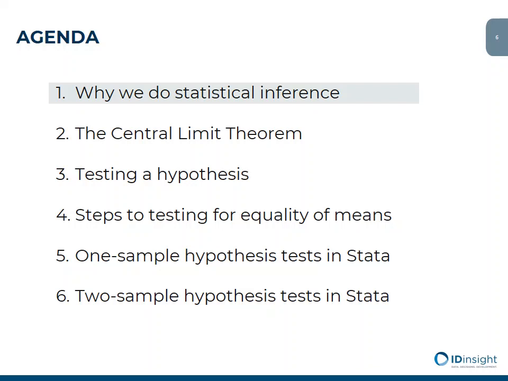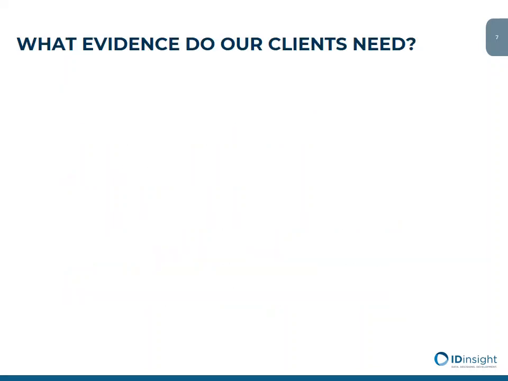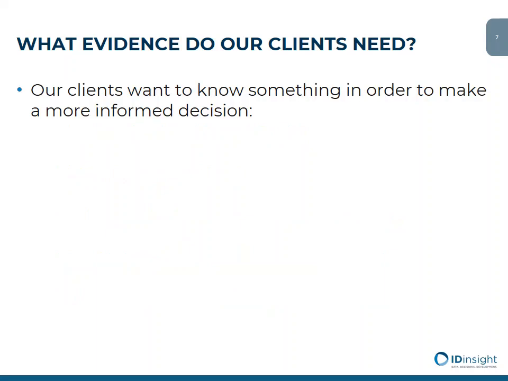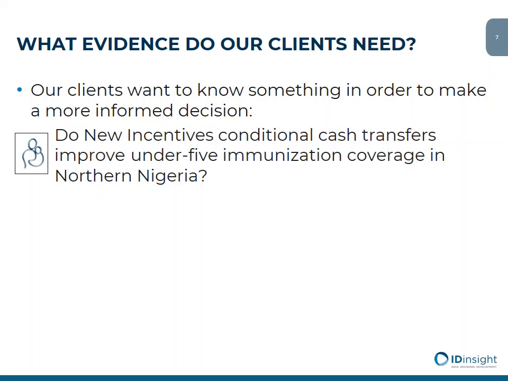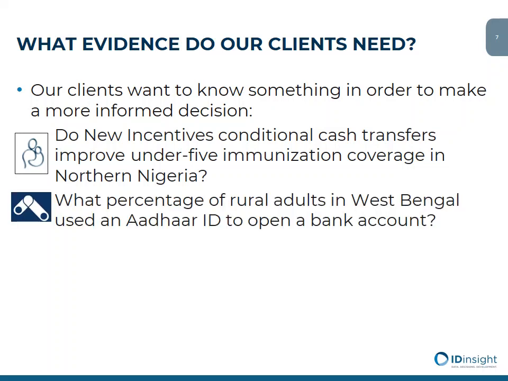So let's start with why we do statistical inference. In all of our engagements, our client wants to know something in order to make a more informed decision. For instance, in the new incentives project, the client wanted to know if conditional cash transfers improve immunization rates in northern Nigeria. In the IDERI project, the client wanted to know what percentage of rural adults in West Bengal and other states in India used an Aadhaar ID to open a bank account.